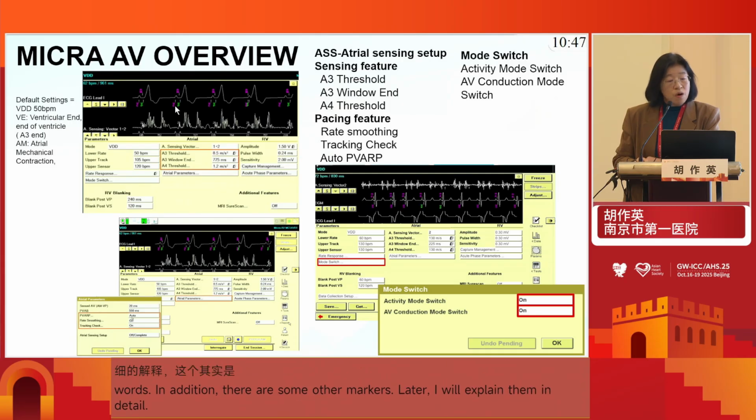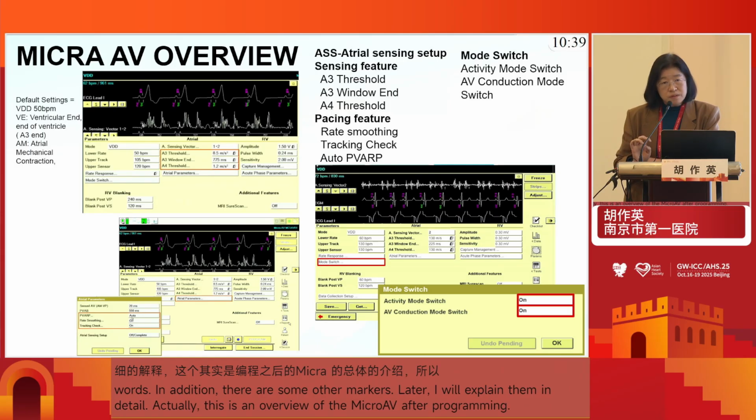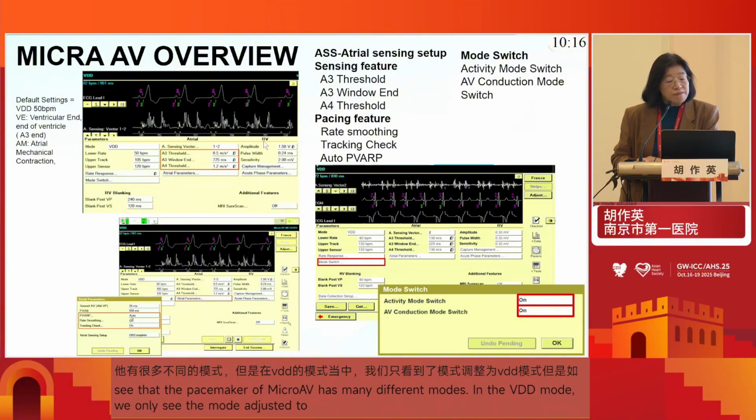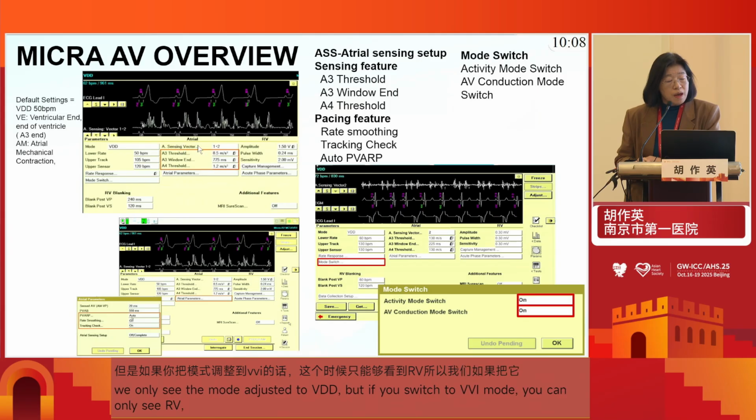It is an overview of the Micra AV. The Micra AV leadless pacemaker has many kinds of modes. But for the VDD mode, we should adjust the mode to VDD. If you adjust the mode to VVI, there's no atrial sensing; they only have the RV. If we adjust to the VDD mode, there will be atrial sensing.